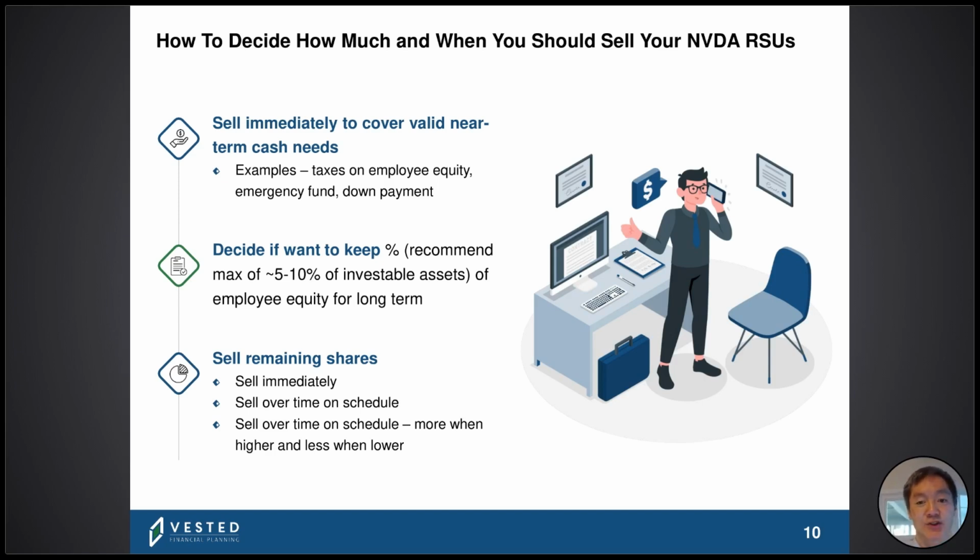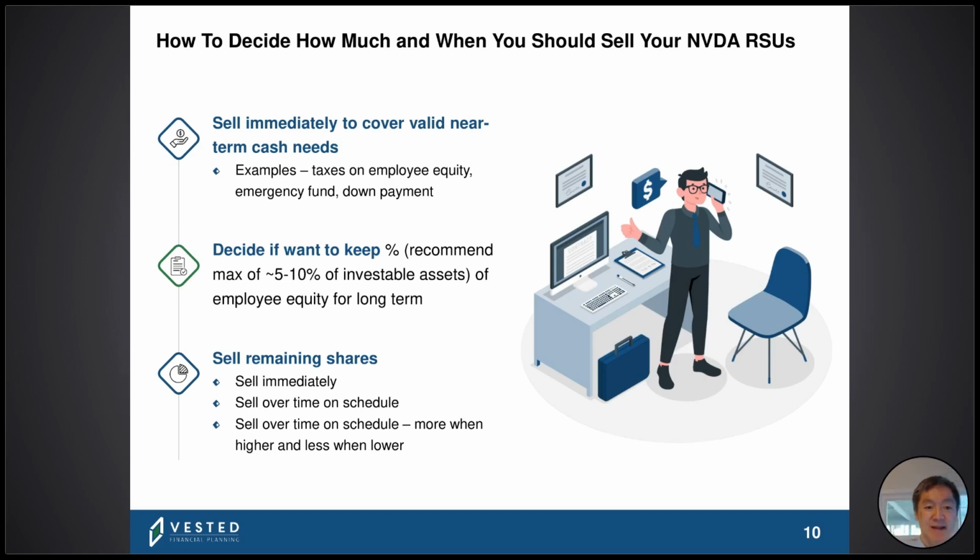I recommend you keep at most 5 to 10% of your investable assets, but you need to figure out what percent you're comfortable with. It could be higher. It could be 20, 30, 40, 50, whatever. But you need to make a decision about, okay, I'm going to keep this percent. I'm going to carve that out. I'm not going to touch it. So that you have a long-term stake.